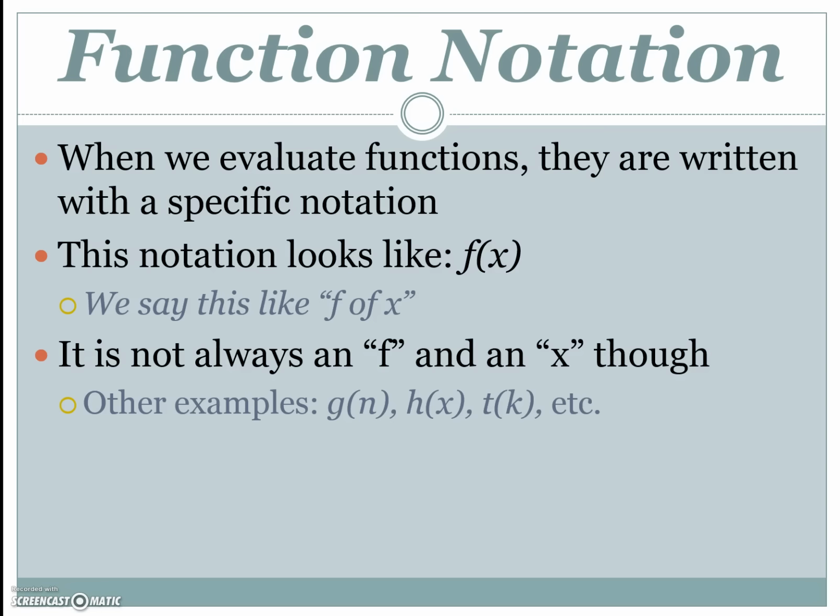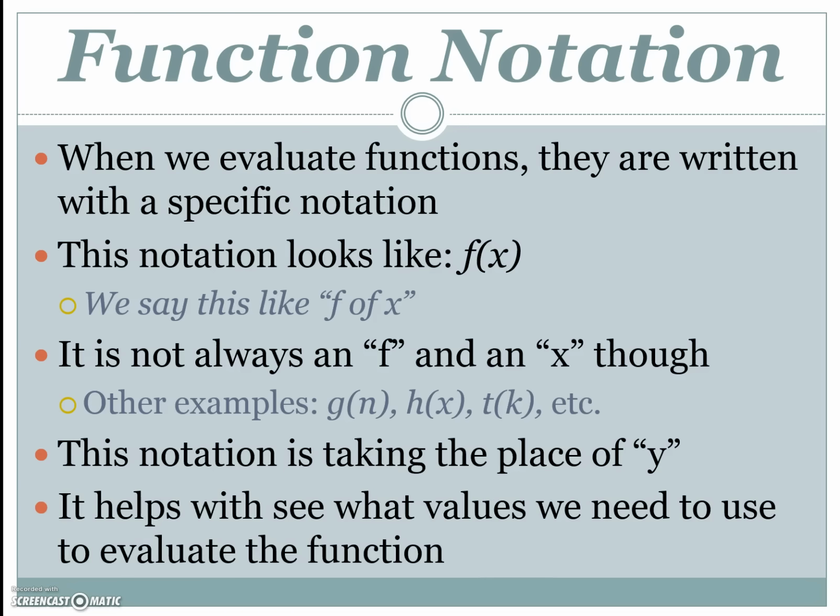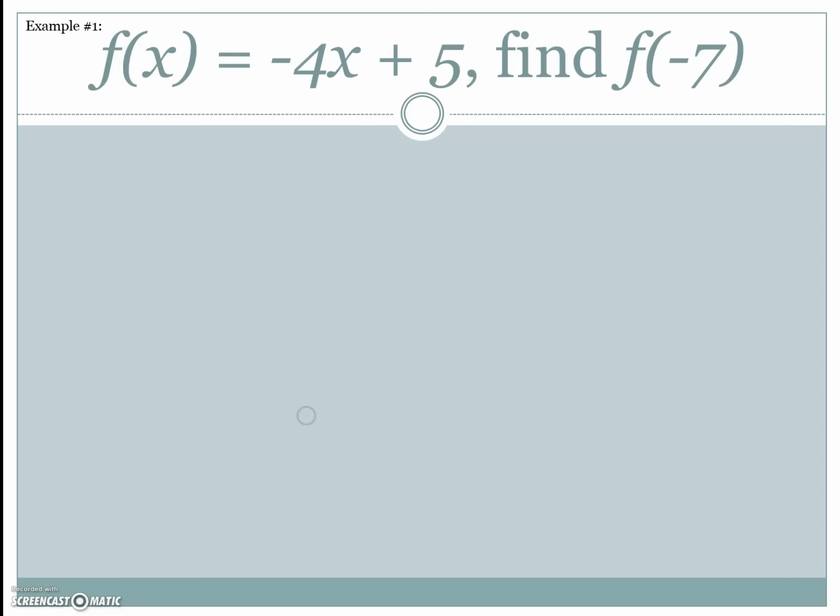Some other examples that we have could be these: g of n, h of x, t of k, and so on and so forth. This notation essentially is taking the place of y, and it helps to see what values we need to use to evaluate the function. So the original function is going to be written as something like f of x equals and then some expression, and then we're going to indicate a specific value that we're going to want to find. So let's take a look at a couple of examples.